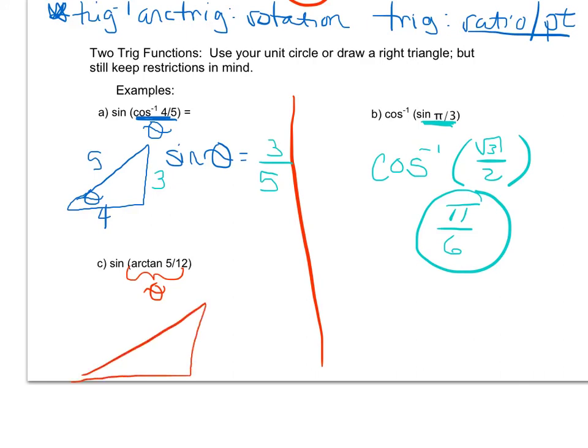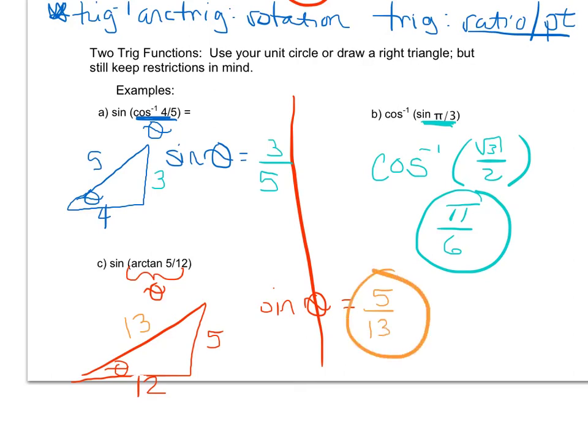I'm going to say that when the opposite is 5 and the adjacent is 12, could I then find the hypotenuse? Because if I could find the hypotenuse, I could figure out what sine of that theta is. Well, I go through the Pythagorean theorem, and I see that that's 13. So now looking at this triangle, opposite over hypotenuse is 5 over 13.